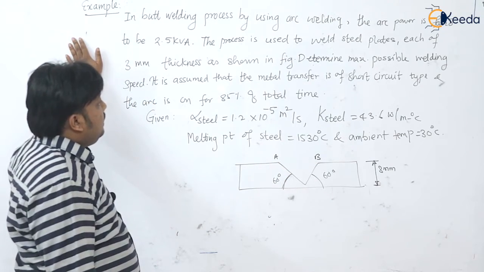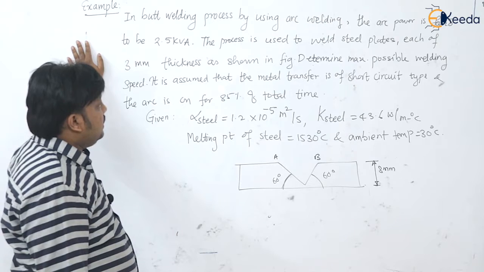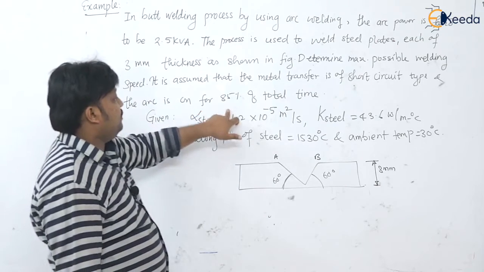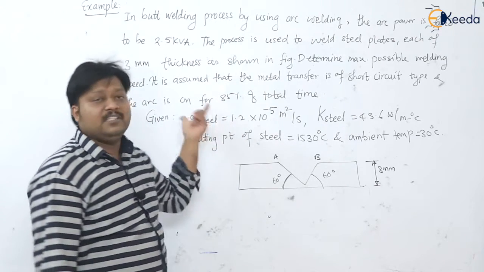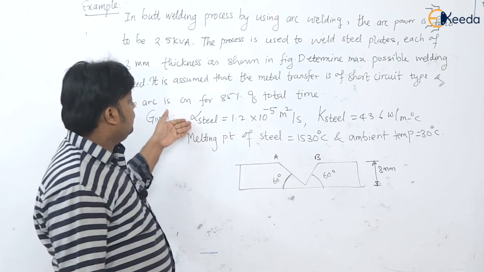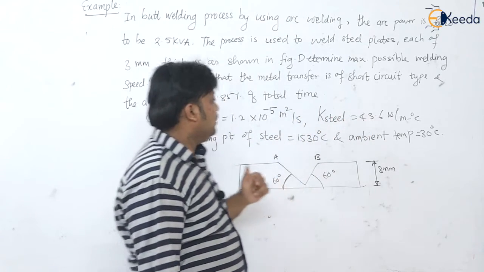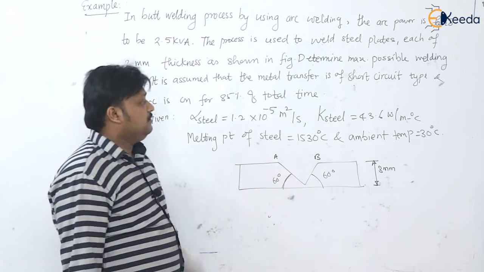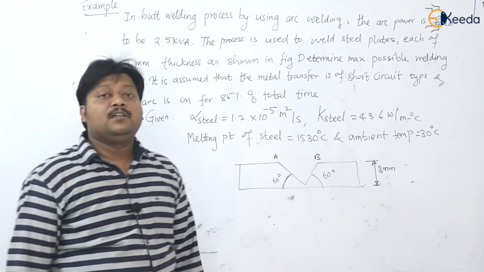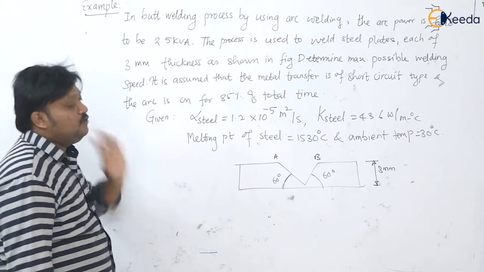Determine the maximum possible welding speed, and it is assumed that the metal transfer is of short circuit type and the arc is on for 85% of the total time. So this fraction C is given. And these are the properties given for steel: thermal diffusivity is 1.2 into 10 to the power minus 5, thermal conductivity for steel 43.6, melting point for steel is 1530 degrees centigrade, and room or ambient temperature is 30 degrees centigrade. Now I will rub this and then we'll solve.